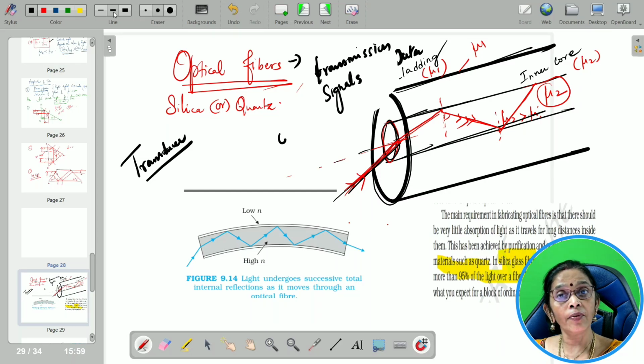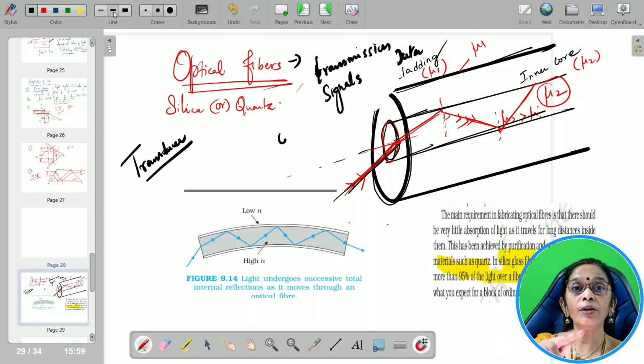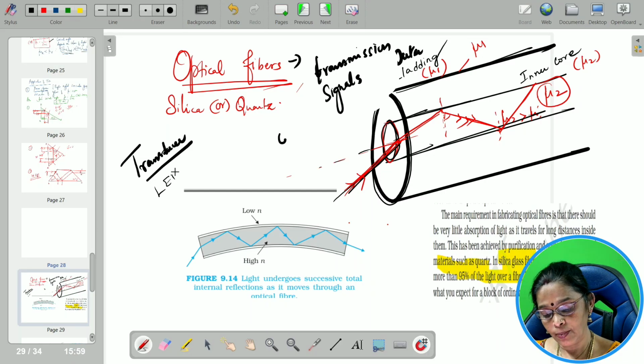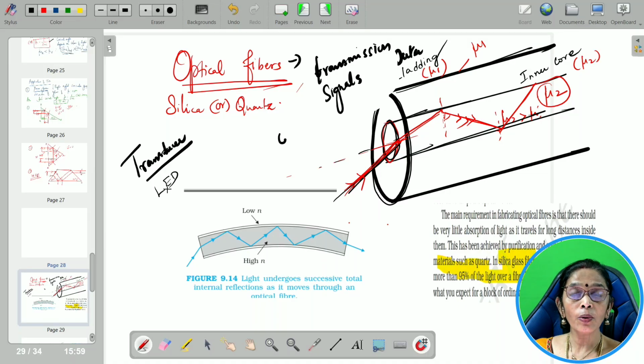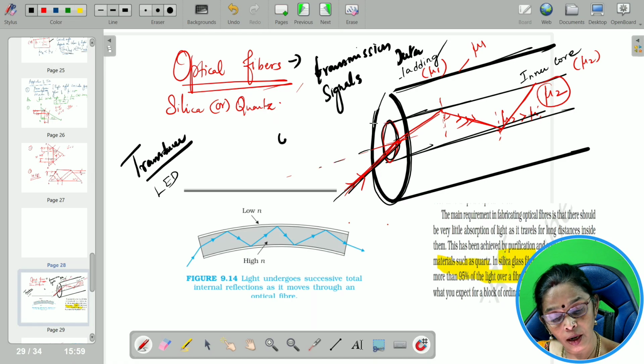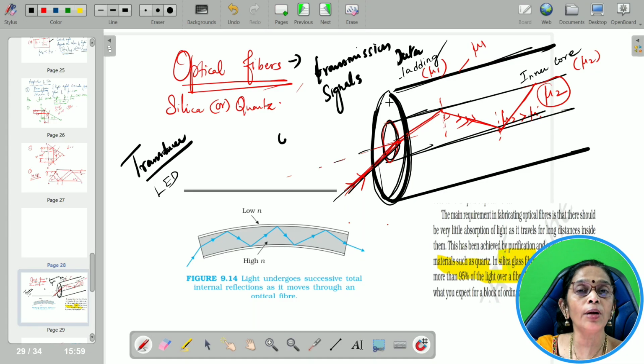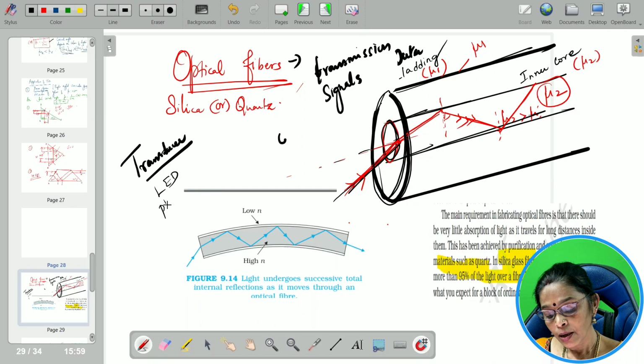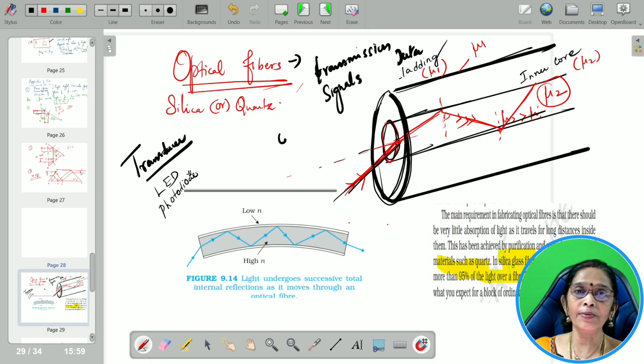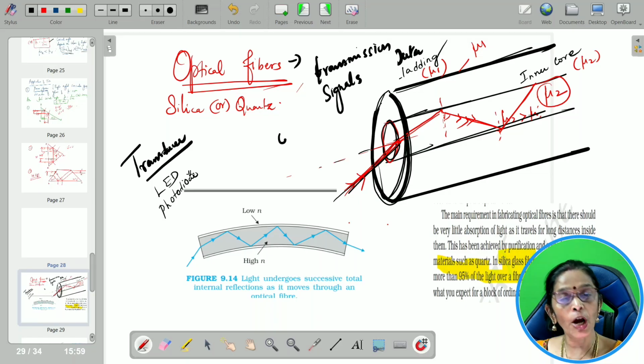In order to convert electrical to light signal, an LED is used. The LED transmits the light signals through the optical fiber, and at the receiver end it has to be converted back to electrical signal, which can be done by means of a photodiode. Those details we will learn in the last chapter.